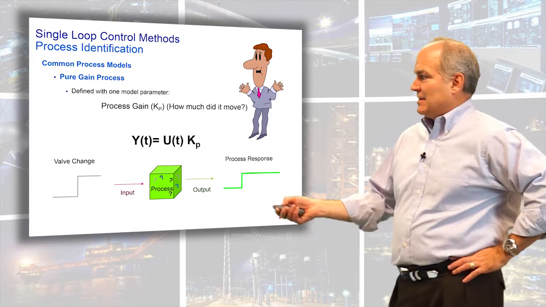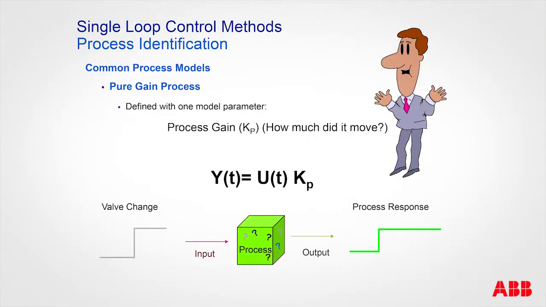Now, don't get scared with this. We're now starting to introduce math. The way you read this is y, our measured value as a function of time, is equal to our actuator change u as a function of time times a modeling parameter. We call that a gain, k. K sub p. That's how you analyze this, k sub p.